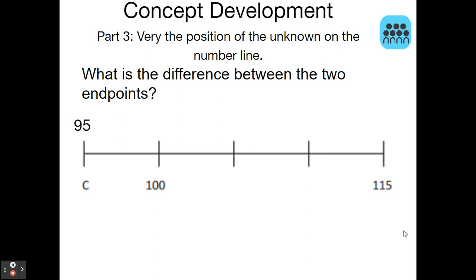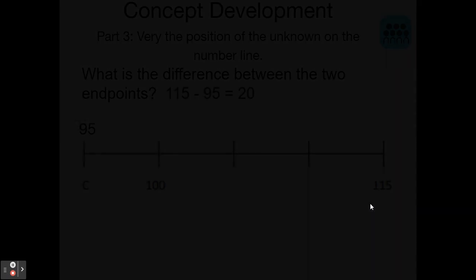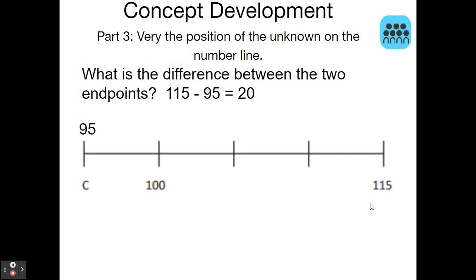All right, so what is the difference between the two endpoints? 115 and 95. 115 minus 95. Right, I could count by fives, or I could do basic subtraction. So I'm going to do by fives. 5, 10, 15, 20. Let's see if that's correct. It is. 115 minus 95 is 20.